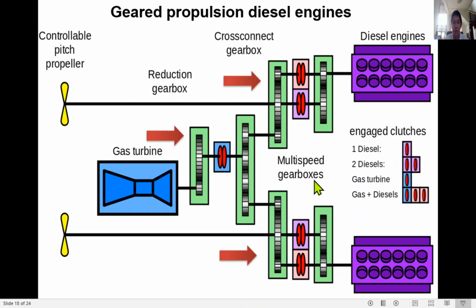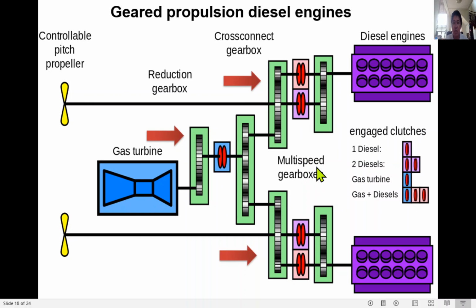So for example, the one who maneuvers the engine or operates the engine. For example, I will not use the diesel engine; since this is a Navy ship, I will use the gas turbine. So I will not engage these clutches, and I will engage this clutch. So I will use this engine.